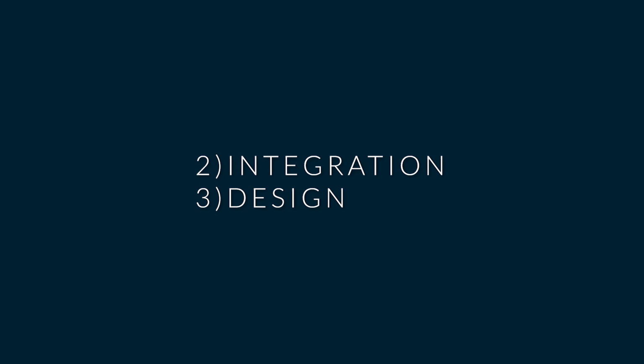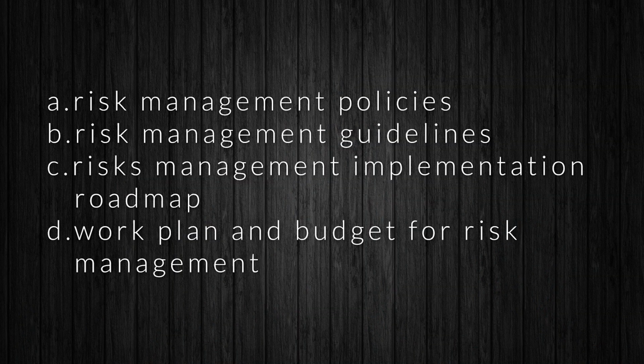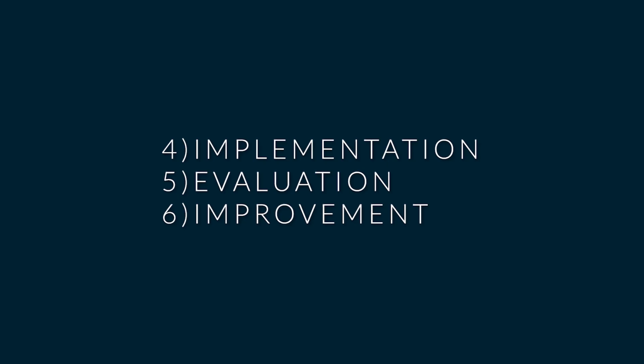Number 3, design. Okay, so design the framework for managing risk, considering the organization's external and internal context. And that is going to be reflected in things like risk management policies, risk management guidelines, okay, risk management implementation roadmap, as well as work plan and budget for risk management. Number 4, we have implementation, meaning what?